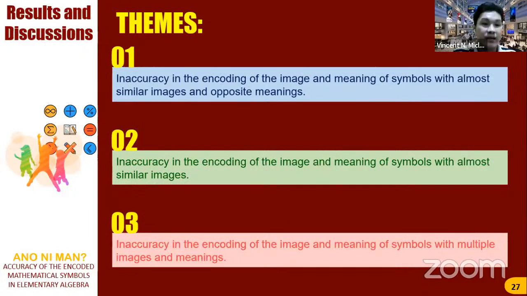For our second theme, inaccuracy in the encoding of the image and meaning of symbols with almost similar images, regardless of the meaning. For example, the radical sign almost always obtained the lowest percentage accuracy, because most of the students confused the radical sign for the long division symbol. For theme number 3, inaccuracy in the encoding of the image and meaning of symbols with multiple images and multiple meanings. This is true for category D. Consistently, category D symbols, which are composed of the grouping symbols, obtained inaccuracies.